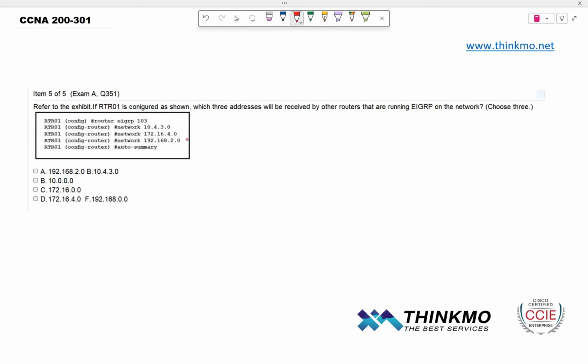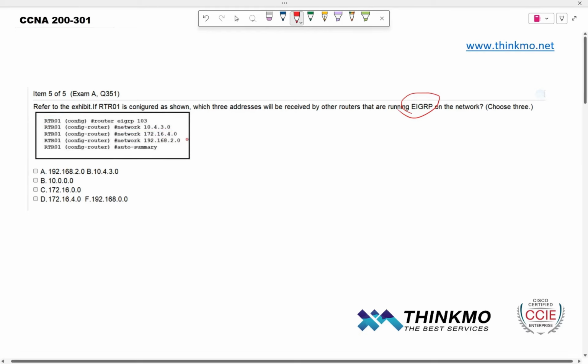Question number 5 asks, if on this particular device, according to the following configurations, the EIGRP routing protocol is running in this network, then which 3 IP addresses will other neighboring routers actually receive and learn about, right? It advertises 3 addresses, right? It advertises 3 addresses. And also, pay attention, the key point of this question lies in the following.